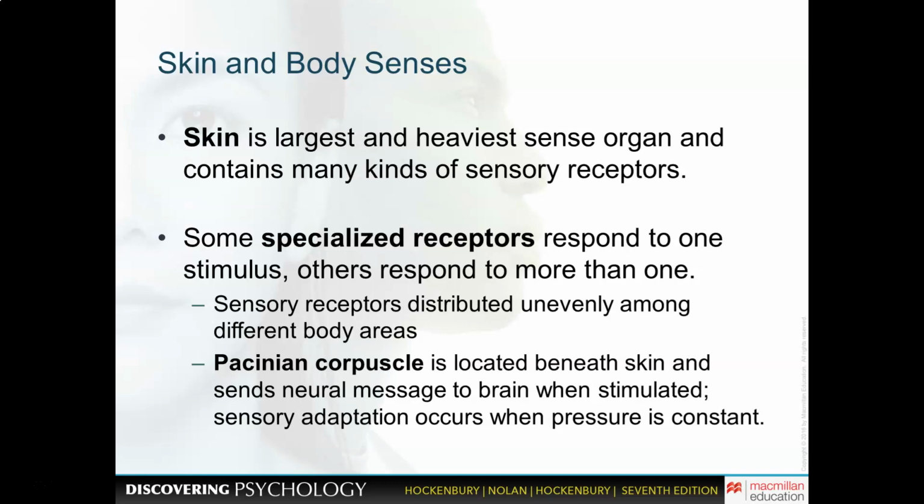Okay, so we're going to take a look at skin and body senses. Skin is our largest and heaviest sense organ, and it contains many types of sensory receptors. Some specialized receptors respond to one stimulus, and others respond to more than one. Just keep in mind, sensory receptors are distributed unevenly among different body areas. Different parts of our body have more sensory receptors than others. That's basically what you need to know here.